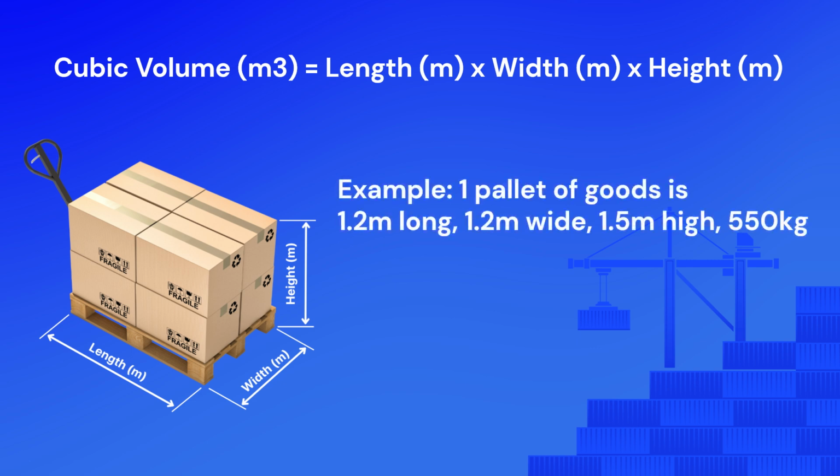As an example, let's look at shipping one pallet of goods that is 1.2 meters long, 1.2 meters wide, and 1.5 meters high, and weighs 550 kilograms. The calculation is 1.2 multiplied by 1.2 multiplied by 1.5, which gives 2.16 meters cubed. If there were multiple pallets of the same size, you would just multiply 2.16 meters cubed by the number of pallets included in the shipment, which will give you the total cubic meters of all pallets.